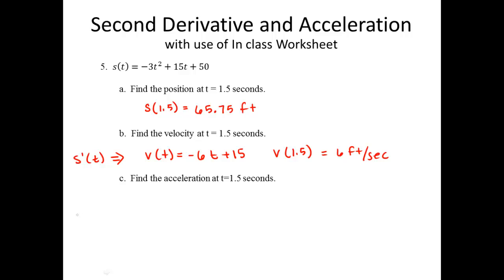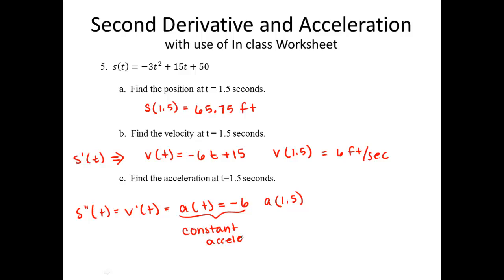The next one is my second derivative, which means I'm taking the derivative of the velocity, and that gives me my acceleration function, which is just negative 6. Now when I look at this I say, oh, well, I have to plug in a of 1.5. Well, there is nowhere to put the 1.5, because all I have is a negative 6. Now this statement right here says I have a constant acceleration.